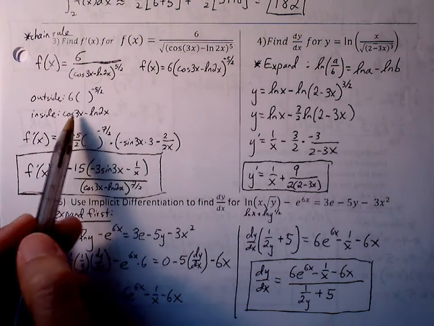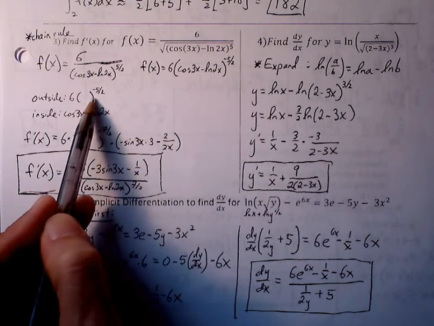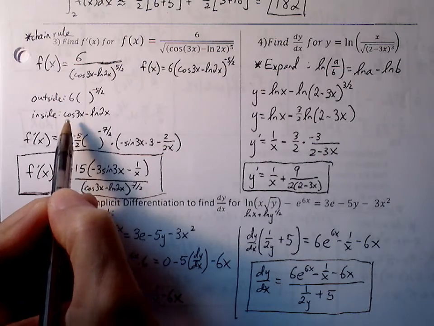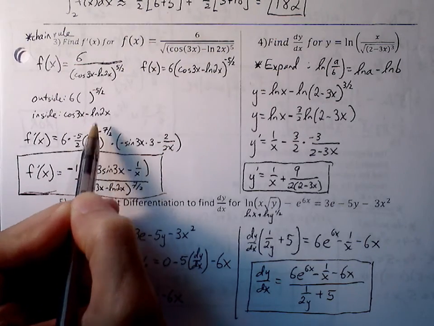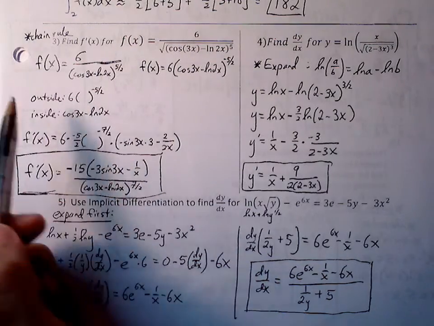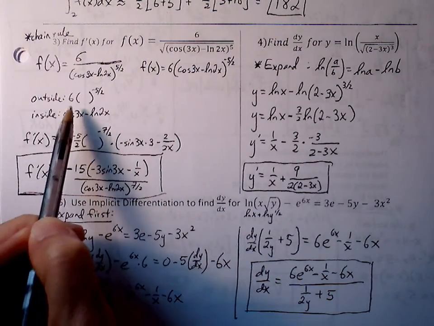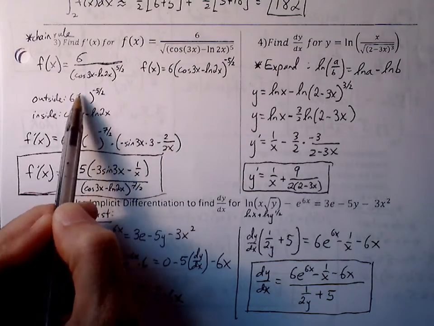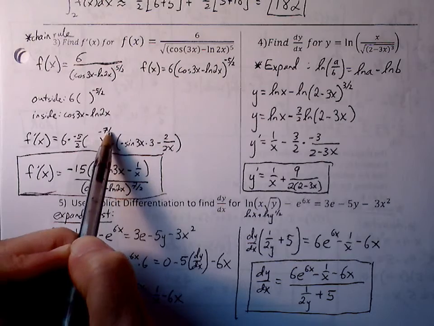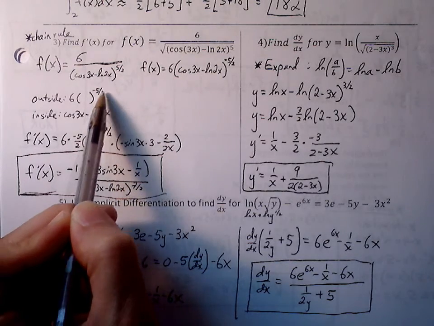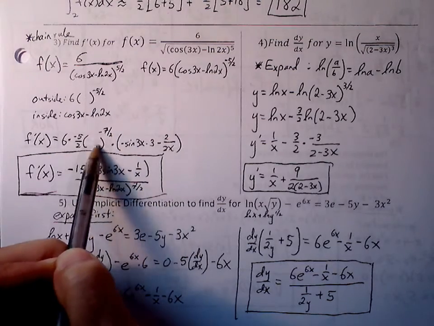So the outside portion is the 6 parentheses to the negative 5 halves. We'll do power rule for this. And then separately, we'll take the derivative of those inside terms, cosine 3x and the negative natural log of 2x. So first up is the outside function. We do power rule, so multiply the negative 5 halves down in front, keep the parentheses, and then subtract 1 from the exponent. So negative 5 halves minus 2 over 2 is negative 7 over 2. So we took care of the outside's derivative.